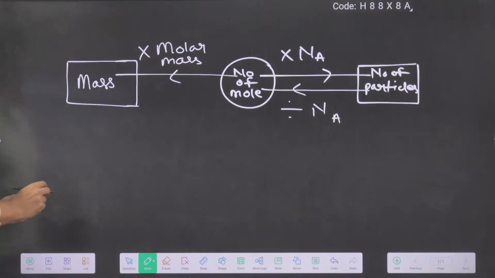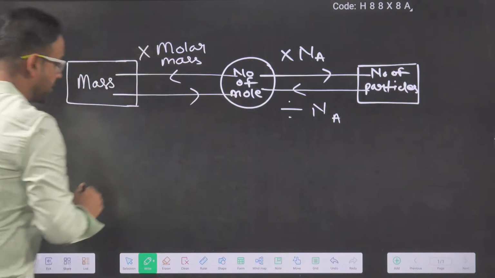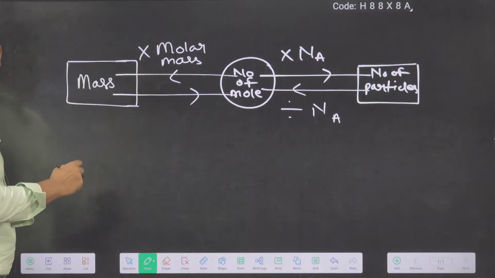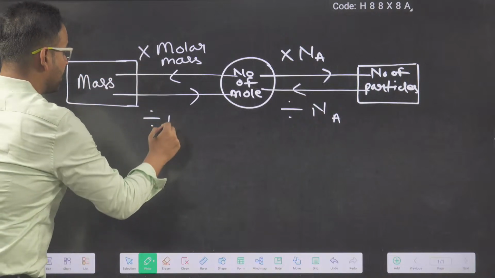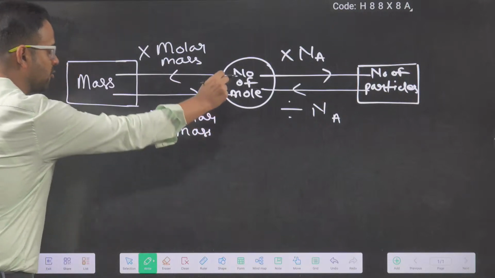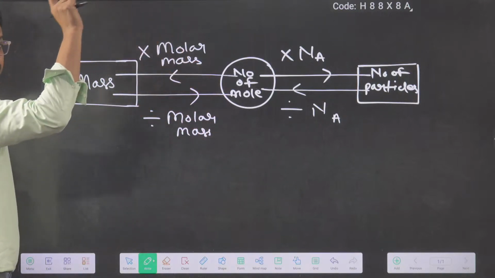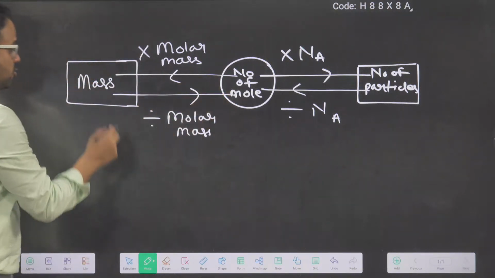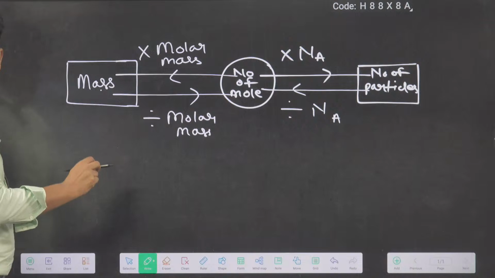And for this reverse calculation, whenever mass is given and number of moles is asked, you will divide by the molar mass. And I told you that you will shout this in your house at least 10 times at the top of your voice. Number of mole is equal to given mass by molar mass.